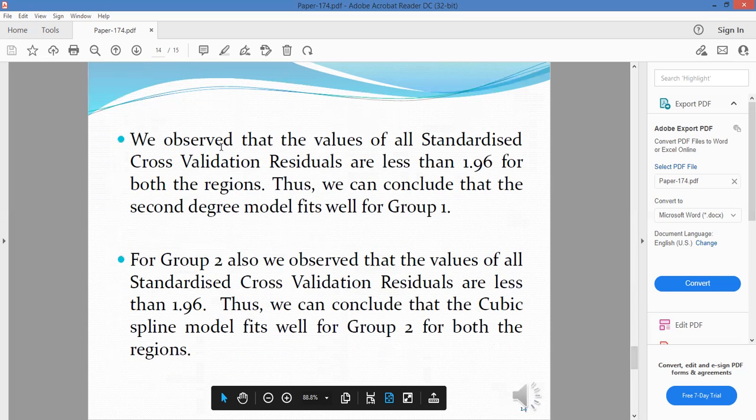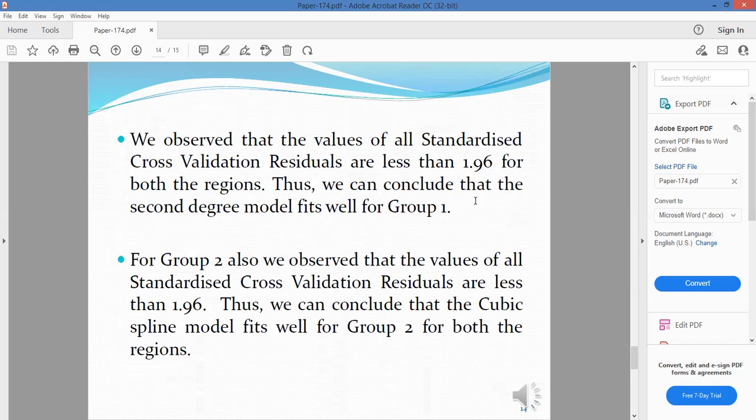During the process of fitting model 1, for the standardized cross-validation residuals in the last column of table 1, we found that all those values are less than 1.96 for both the regions. Thus, we can conclude that the second degree model fits well for group 1 in the Bengaluru region, and not only in the Bengaluru region, also in the region Mumbai, it fits well.